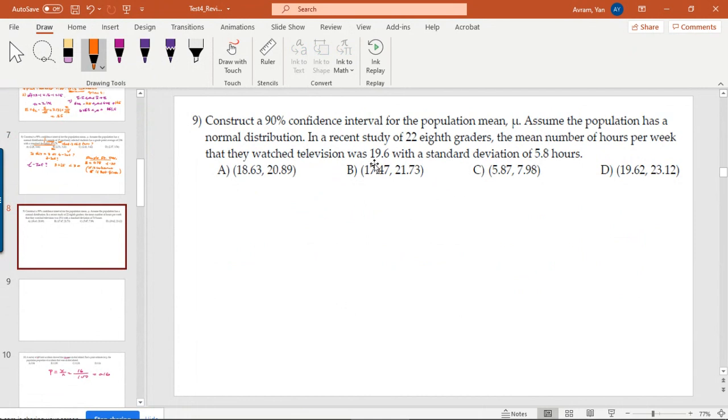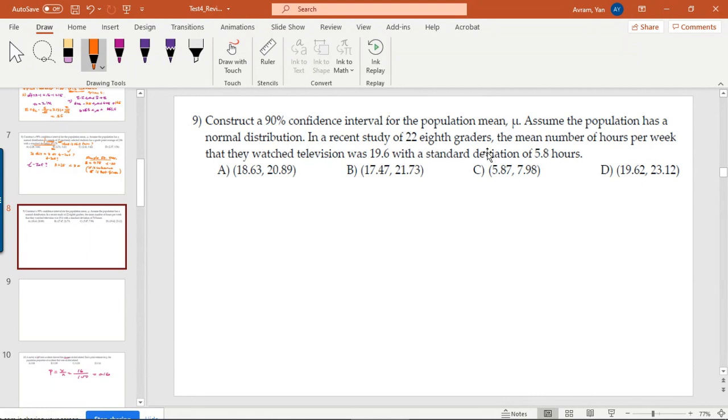Number 9. Again, let's look at this one: is it a Z or T interval? Construct a 90% confidence interval for the population mean. So we know this is finding the interval for the mean. Assume the population has a normal distribution, so nothing specific here. The last sentence is the key.